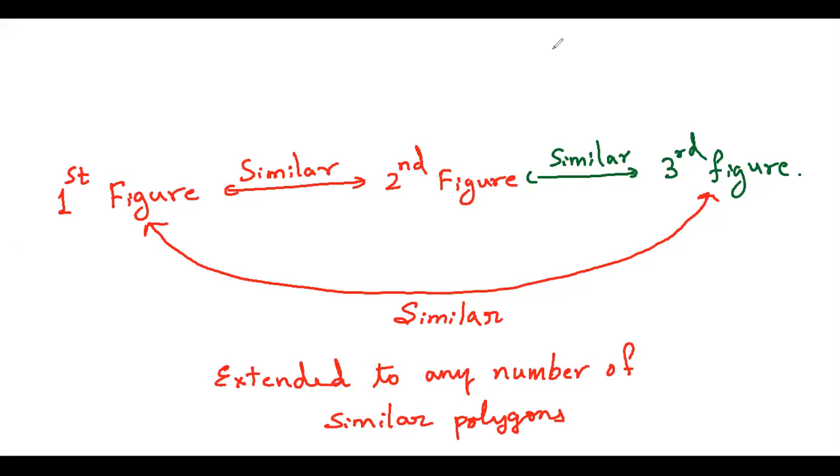Okay, is this clear to all of you? Did you understand this loop diagram that I have drawn? This is for your visual memory so that you can remember this very easily. Yes, first figure is similar to second figure is similar to third figure. Then the obvious conclusion is that the first figure and third figure are also similar to each other. Is this clear to all of you? Any doubts?